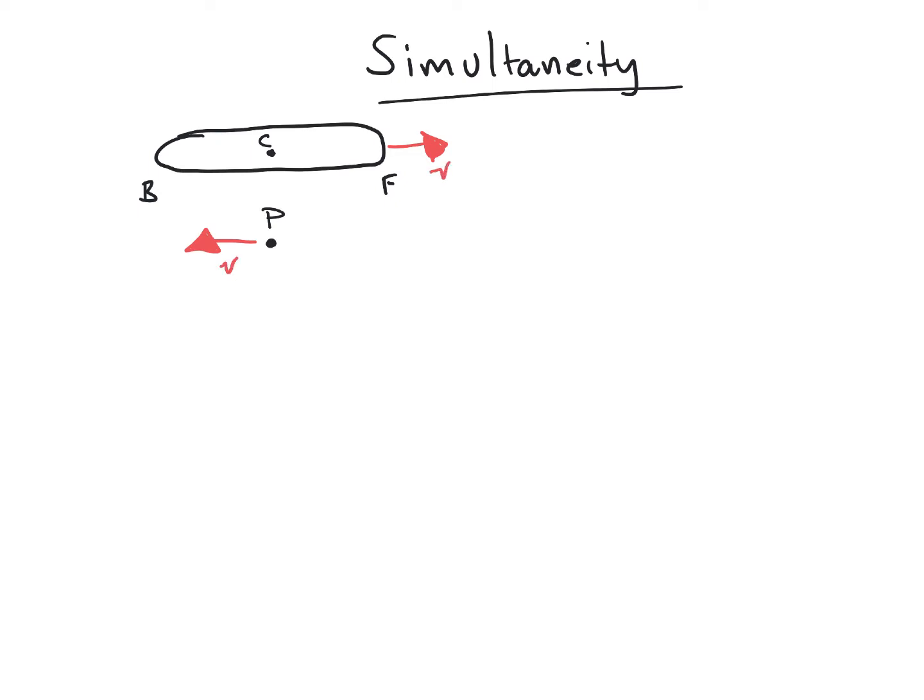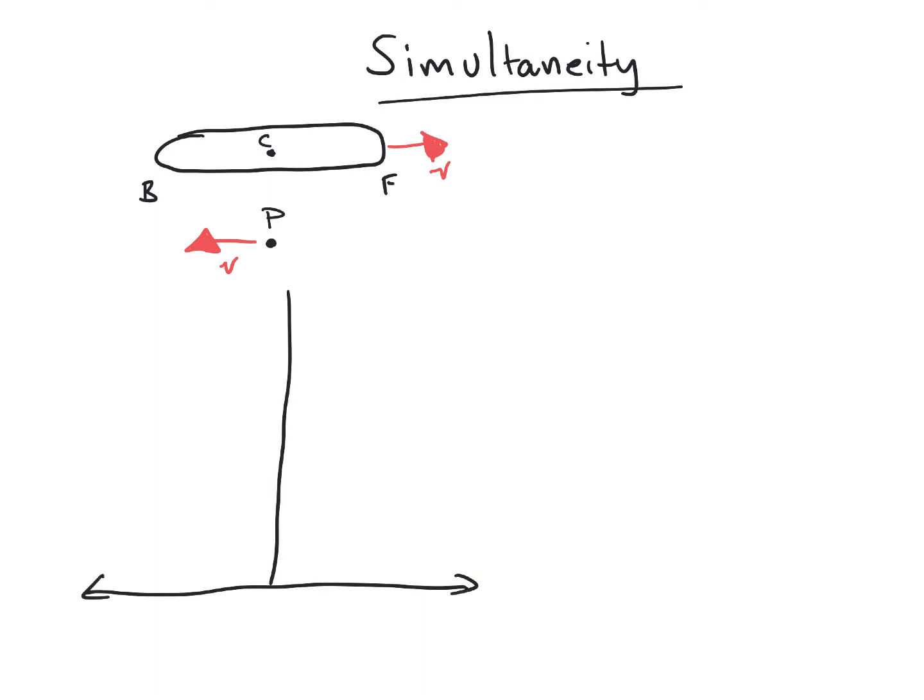Whichever reference frame we consider, we always consider them to be stationary. And so what we're going to see now using space-time diagrams is that if the light is simultaneous in C's reference frame, it will not be simultaneous in P's reference frame. Let's start off by considering C's reference frame. If we're considering C's reference frame, we put it in the center.